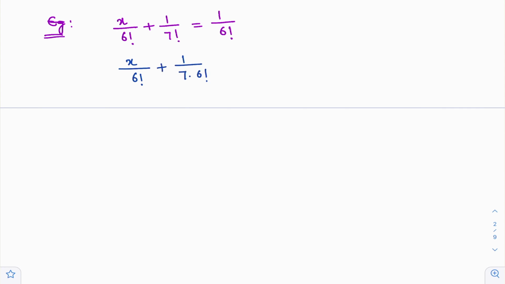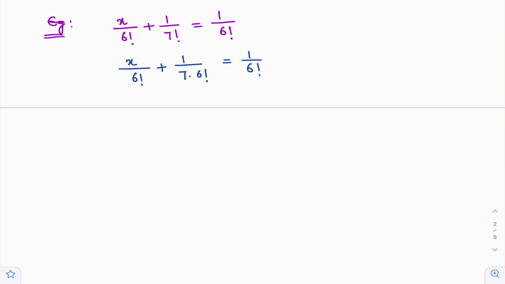That 7 factorial can be written as 7 into 6 factorial, equal to 1 divided by 6 factorial. Now, in the left hand side part, you observe, I can take 1 by 6 factorial common. Only factorial alone we cannot take common, but 6 factorial is one number. 6 factorial is 720 now. 1 by 720 I can take common.